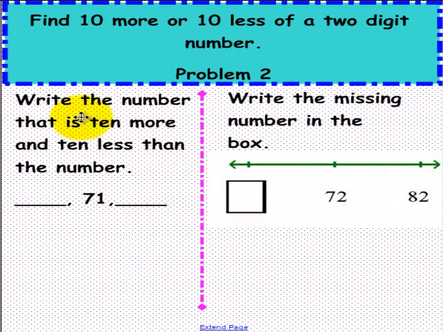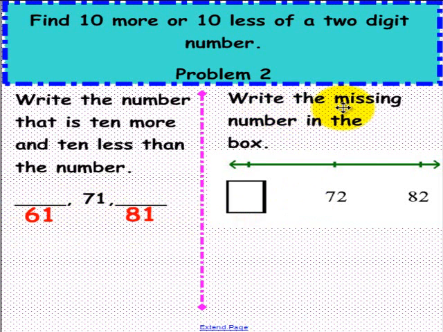Okay, let's look at the first one. Here we have 71. Now, 10 less than 71 would be 61. And 10 more than 71 would be 81. Do you see a pattern? Here's a 6, 7, and an 8.